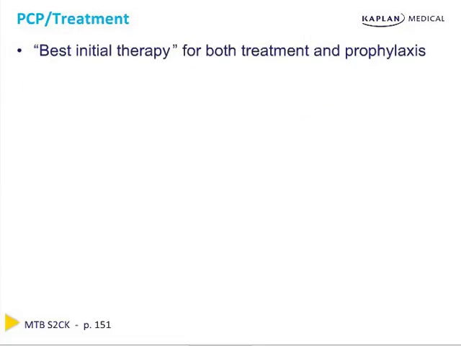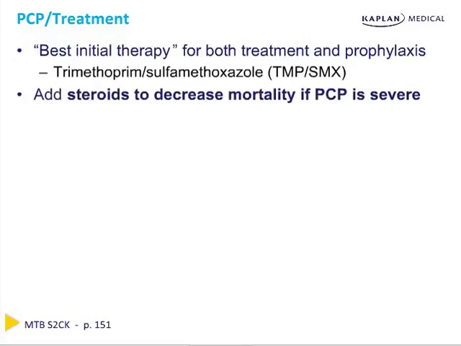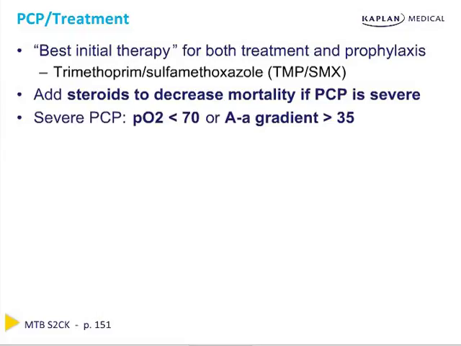With PCP, the management is pretty easy to remember because the best initial therapy is the same for both treatment and prophylaxis. This involves trimethoprim sulfamethoxazole. You can also add steroids to decrease the mortality of PCP if it is severe. We define severe PCP as a PaO2 of less than 70 or an AA gradient of greater than 35.